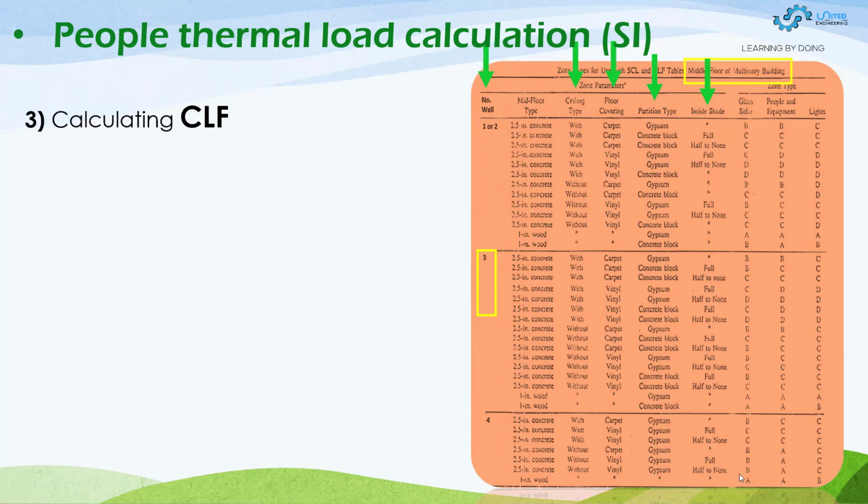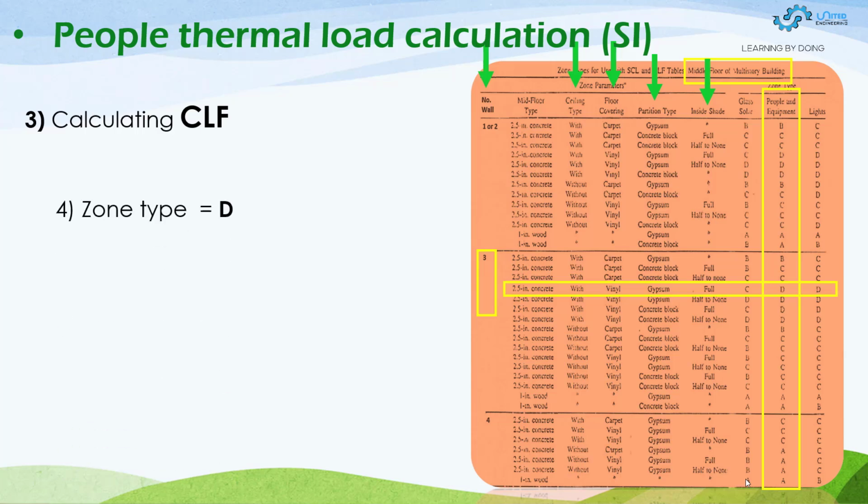And for our example here, we can suppose this office to have a suspended ceiling, and for its floor covering, we can suppose it to be a vinyl covering. Then for the partition type, we can suppose it to be gypsum board. And finally, we have a full inside shade, hence we select this row. And for the column, we will enter now the people column, not the glass solar column, as we have handled in the glass thermal load. Hence, the intersection between this column and this row gives us a zone type D.